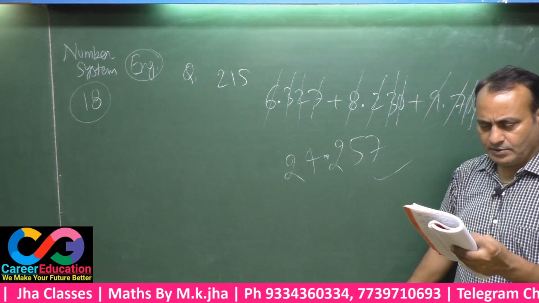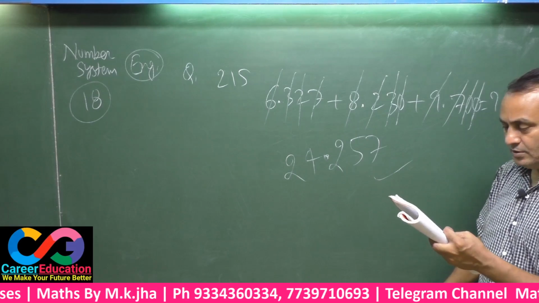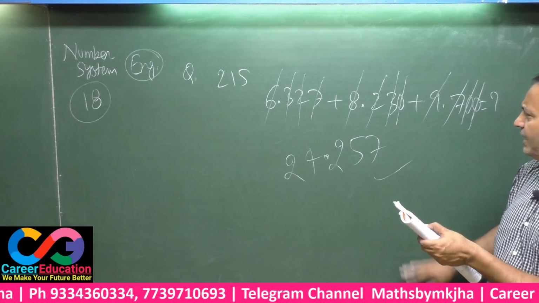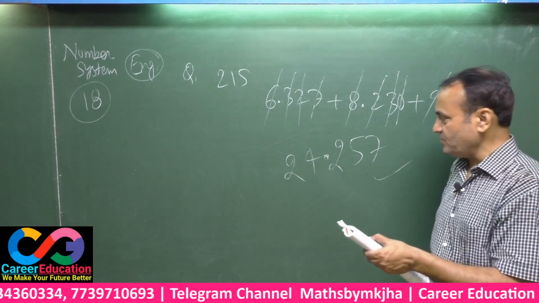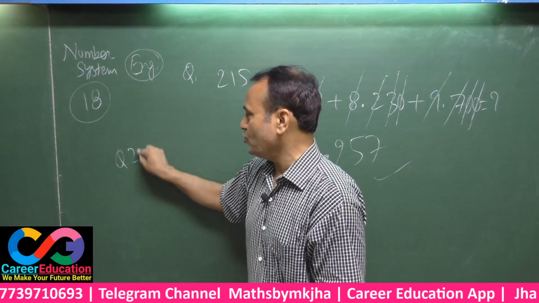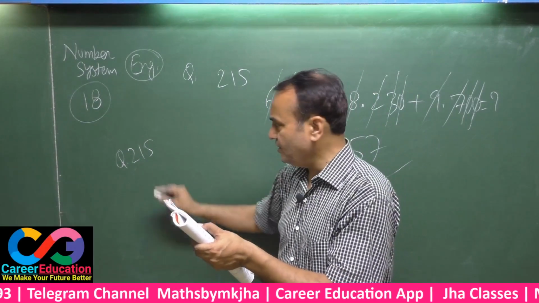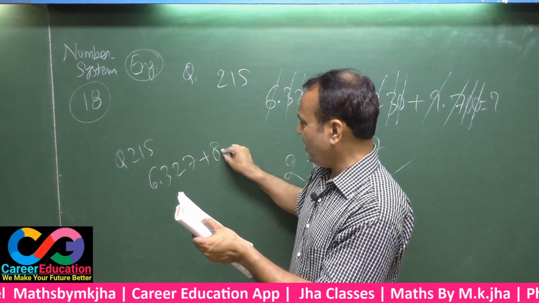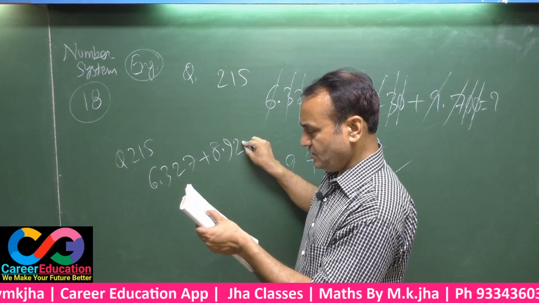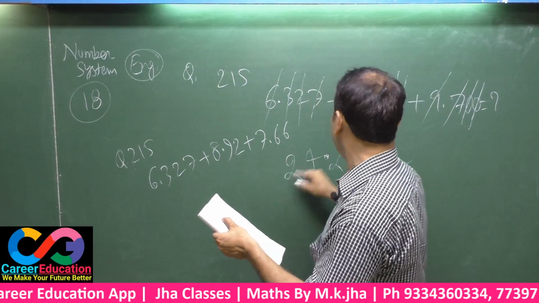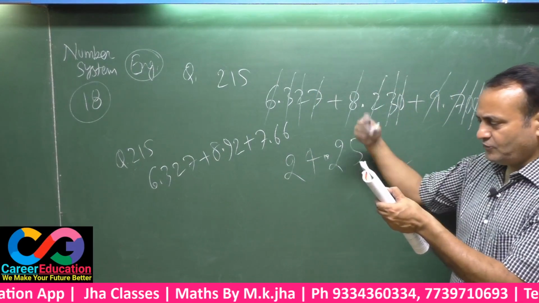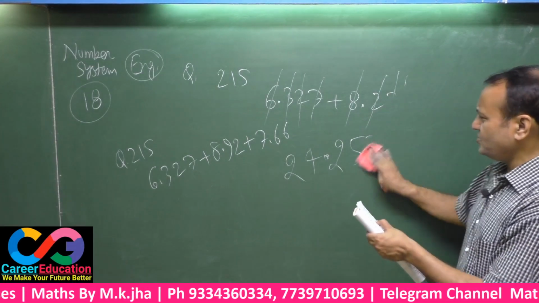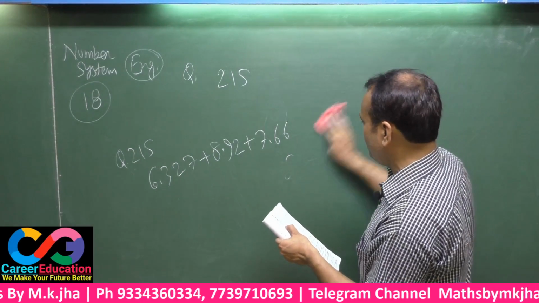This is your correct answer, 24.7.9.6. Oh, see here, question has been mixed in. Just question 215 must match. This is the right answer, but question is like this. 215 is like this: 6.327 plus 8.92 plus 7.66. I took another question, some part of question number 215 and some part of question number 216. Just erase this, come to your original question.